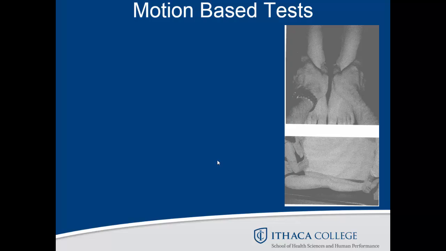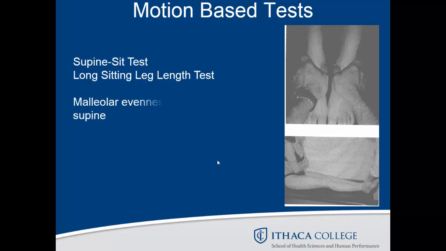The last of the motion-based tests, I think the most interesting but the poorest of all of them, and probably the most commonly performed in the clinic, is the supine to sit test or the long sitting leg length test. So to perform this test, we're going to spend some time on this in the lab, so let me just give you an overview, and then we'll talk about it more in lab.